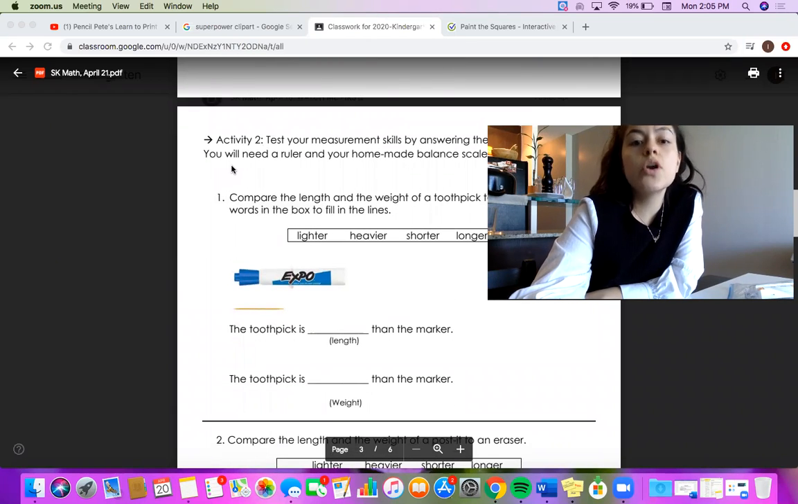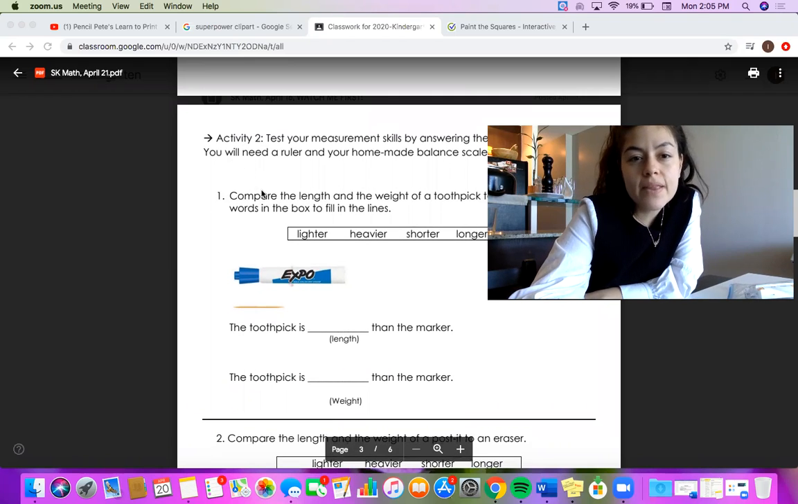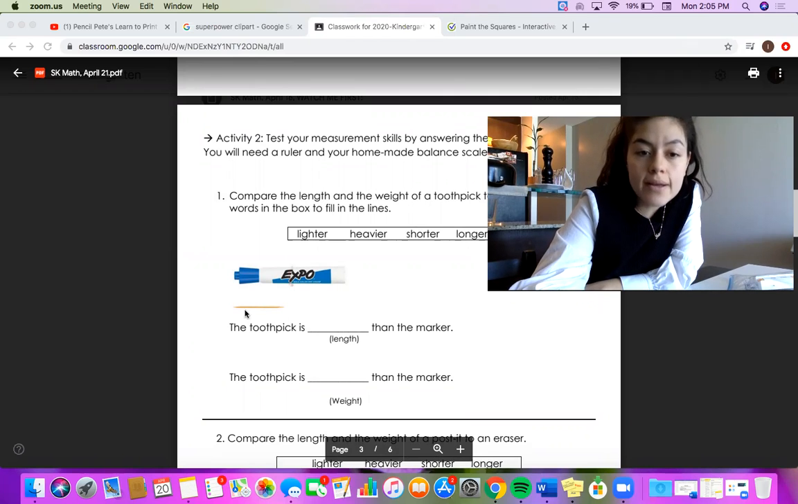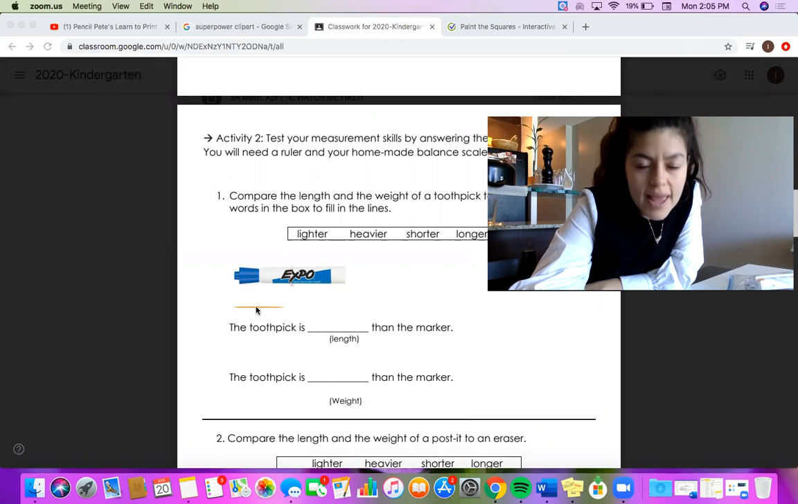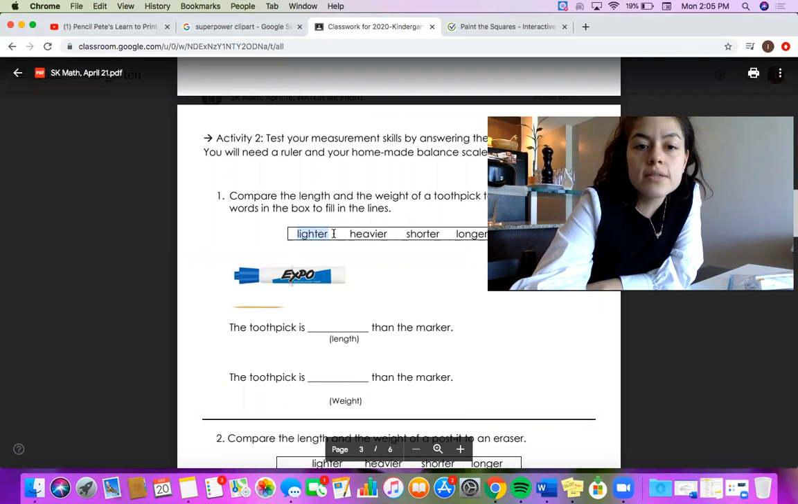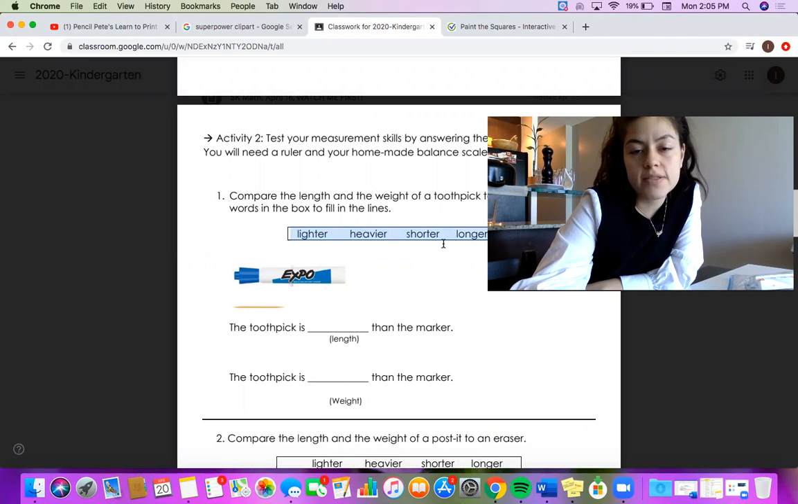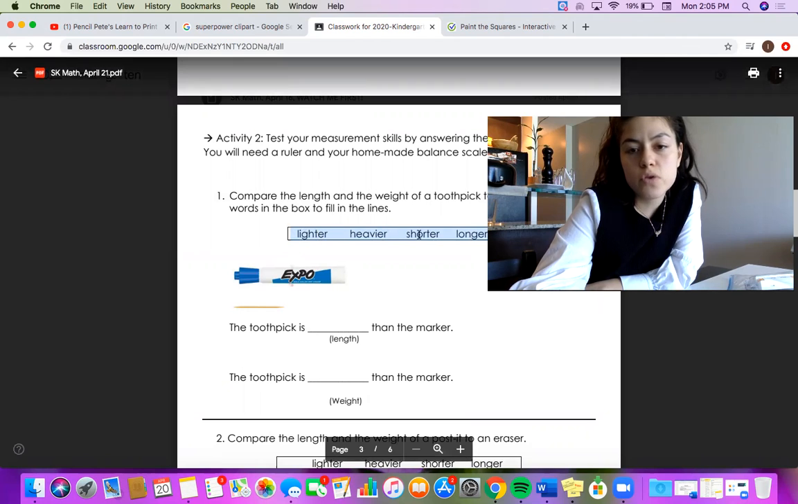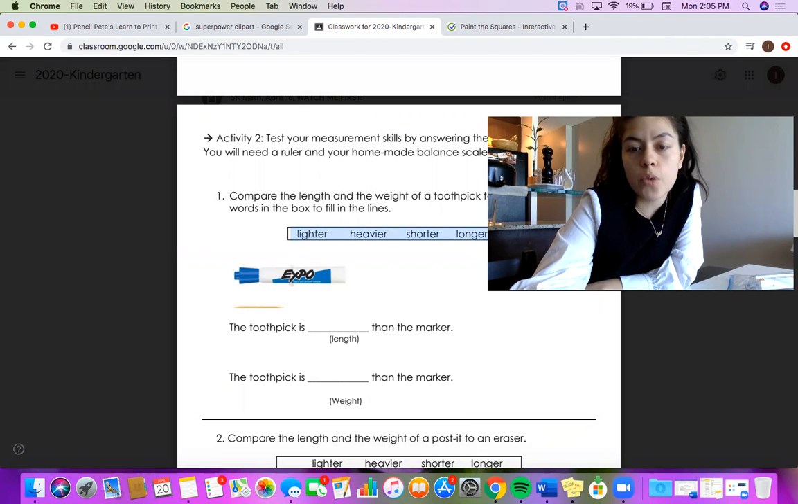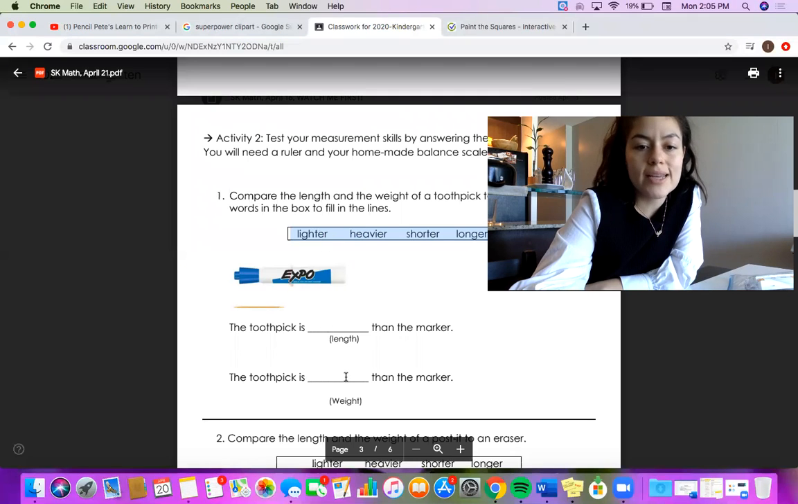All right, so that's an example of how you would solve the following problems. For activity 2, you're going to be comparing the length and weight of various objects. For example, for the first one, you'll be comparing the length and weight of a toothpick, you see the toothpick right there, and a marker. And I've written the words in the word box, so you could use these words. For those of you who really want to spell the words properly, they're all written here: lighter, heavier, shorter, longer. So you'll have to choose which word to put into your sentence.